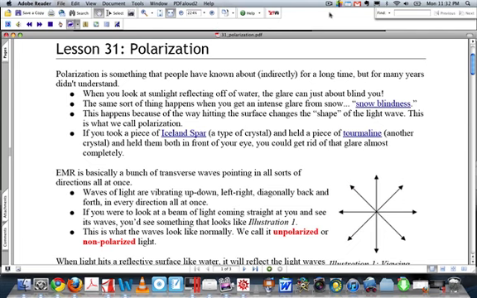Now they're not just all going to come traveling in a single straight line, they're going to have different angles and different directions. That's really what light is doing. We call this unpolarized or non-polarized light.